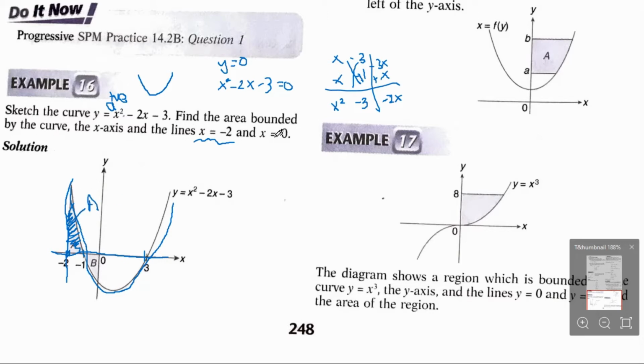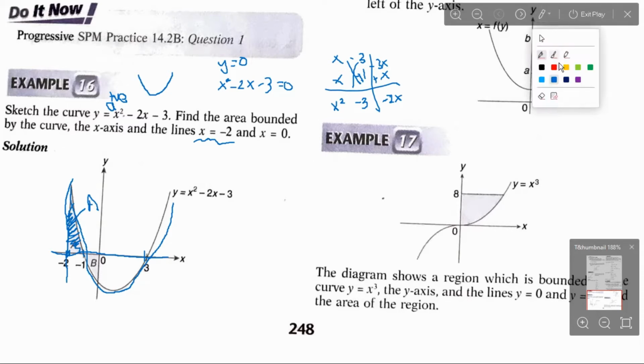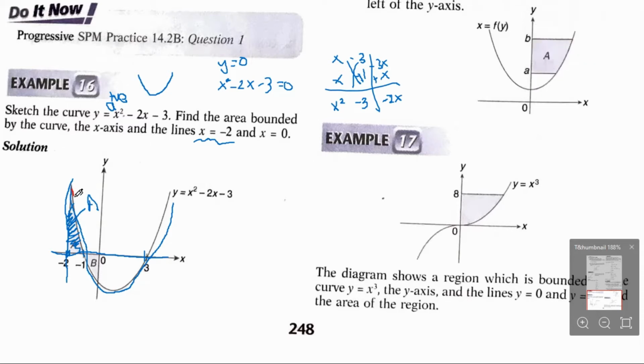Okay, and then we have to find the area bounded by the curve, the x-axis, and x equals 0. Okay, these three red lines. The area bounded by these three red lines will be this region. 就是被这三条线包围着的面积。Okay, 就是这个部分。Okay, let's name it as B. Okay, we have to find the area of A and B.